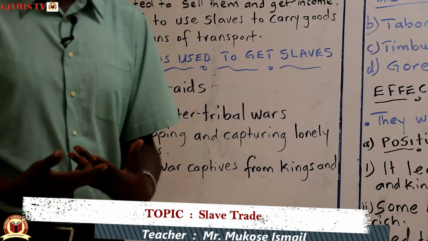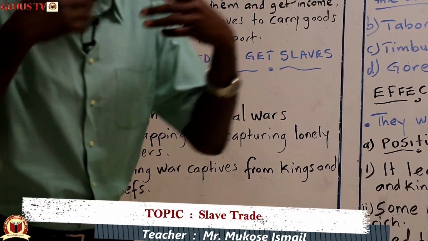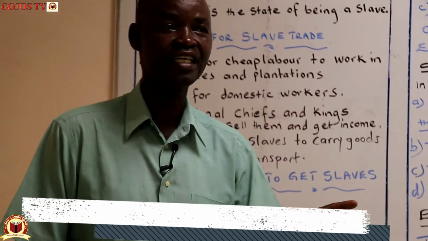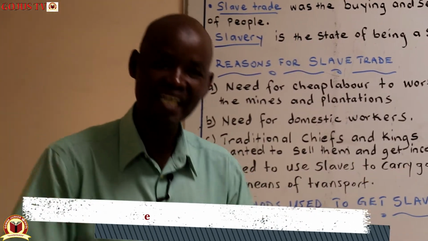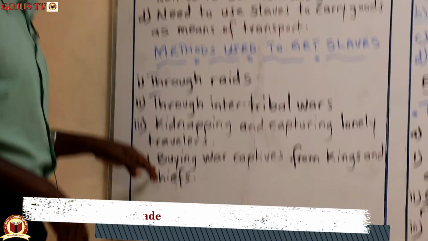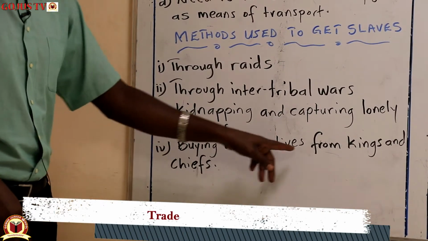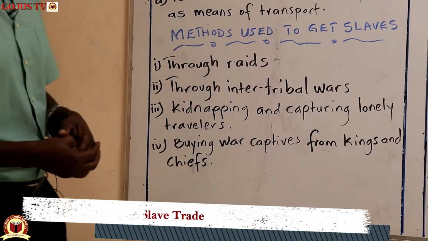That is why people used to move in groups. If they found you moving alone, it was risky. You could be captured and taken to serve slavery. Then there was buying war captives from the kings and the chiefs.